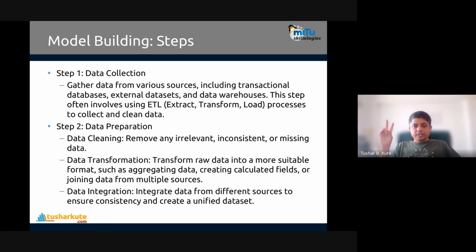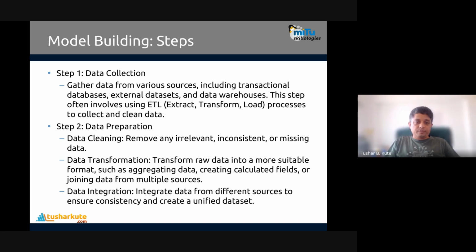Data transformation, second. Again, maybe data is not present in the appropriate format. You have to transform data from one form to another form. So transform this raw data into more suitable formats, such as aggregating data, creating calculated fields, or joining data from multiple sources. We transform it into the suitable format. That's part of data transformation.